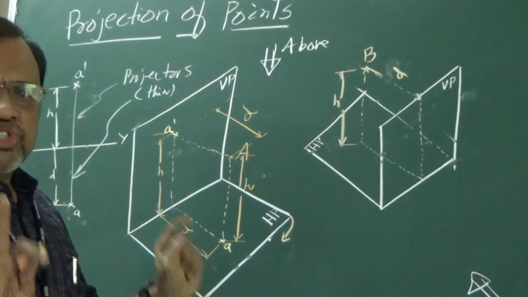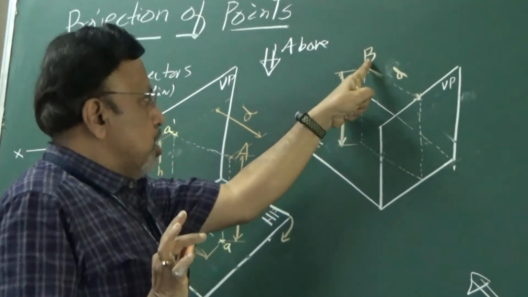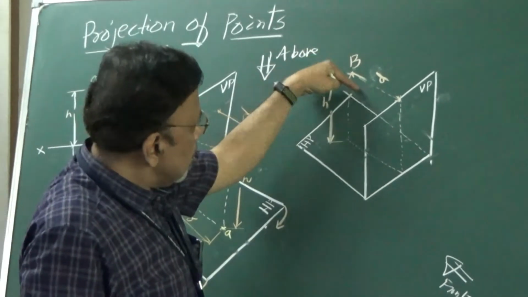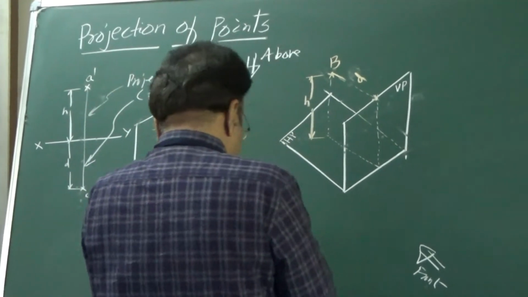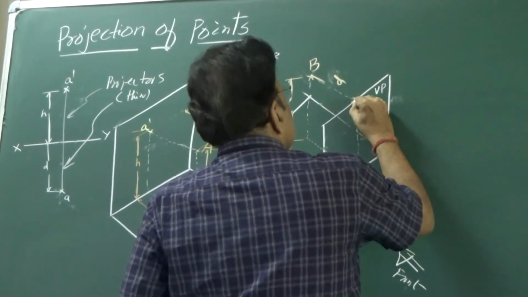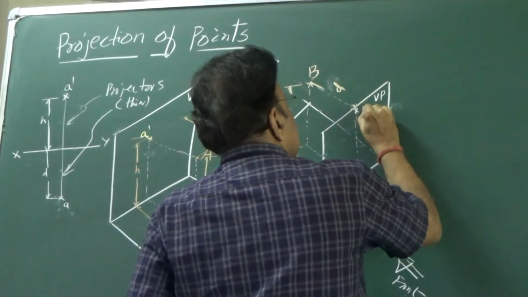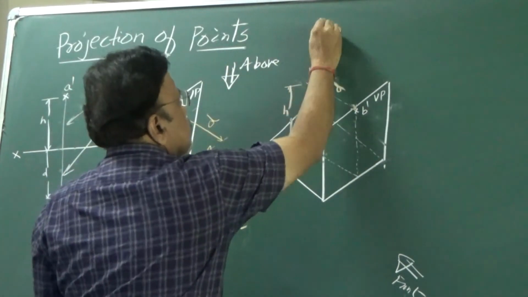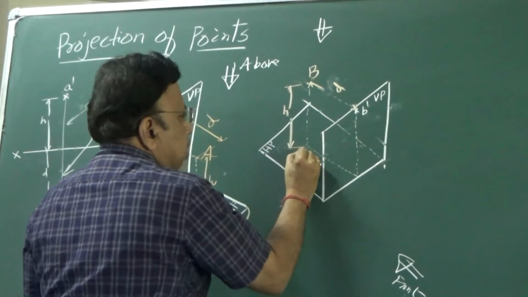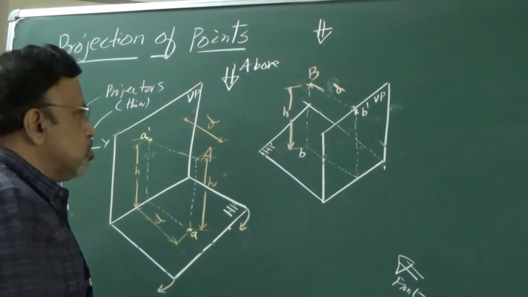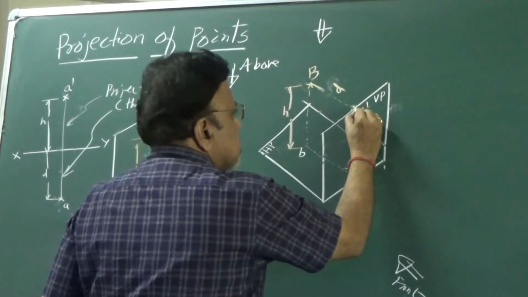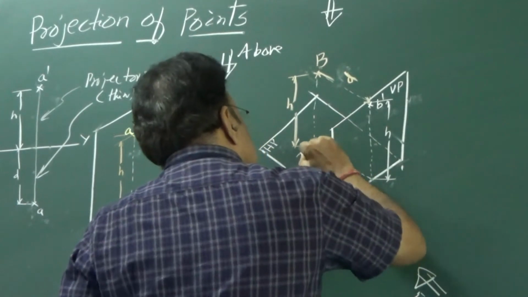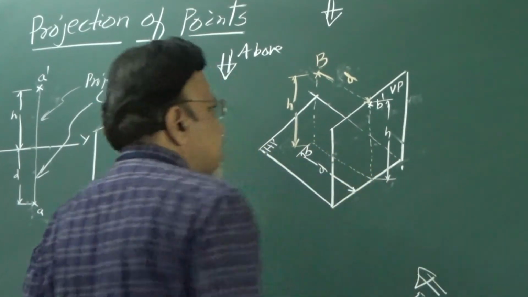Is it okay? Now as usual, the procedure is what? I need to project this point B onto the corresponding planes. So if I look from the front, I am just going to project that particular point here. So this is point B dash, that is the front view. Now if you look from the top, as usual from above, this is the point B. Now as usual I can see this distance is H distance and this distance is D distance.